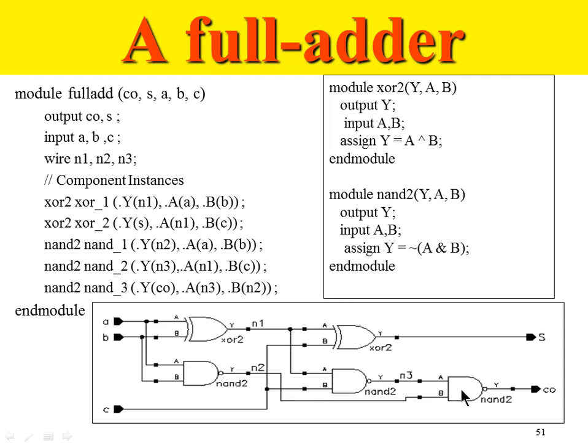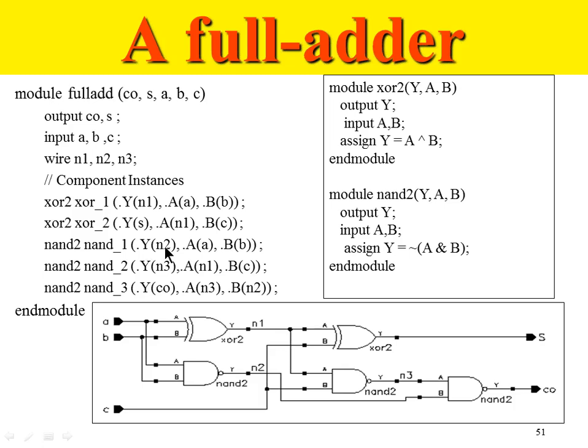NAND2 I'm going to instantiate 3 times. NAND_1 is the first instance labeled. .Y goes to N2, .A goes to A, .B goes to B. .Y, .A, and .B are again port names of this NAND2 module that you see on the right hand side here. And (N2), (A), and (B) are local signals or local wires at the current module, full add in this case. It could be input output ports or it could be local wires. .Y, .A, and .B are called formals.